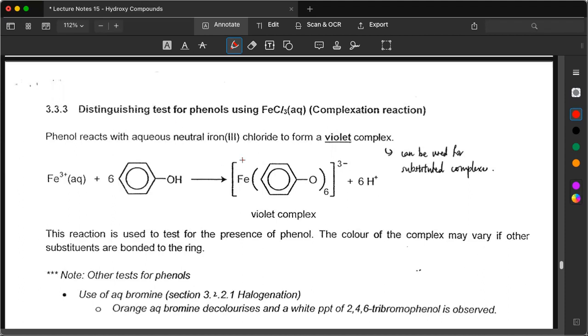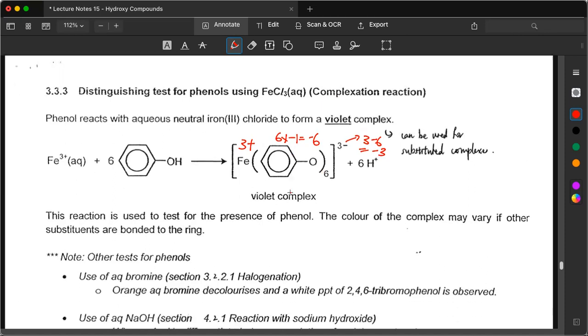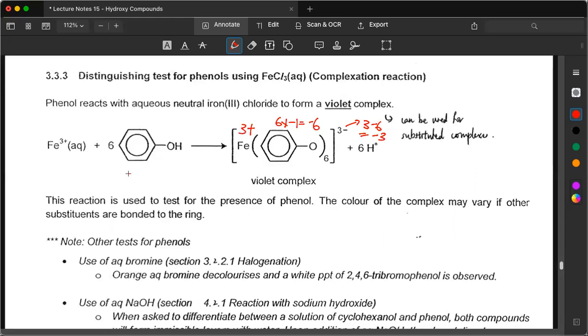So this is 3 plus. This is 3. Each one is minus, so there are 6 of them. So 6 times -1 is -6. So you have 3 minus 6 to give you -3, which explains why the overall charge of this complex is 3 minus, because this is a phenoxide ion. So this reaction is used to test for the presence of phenol.